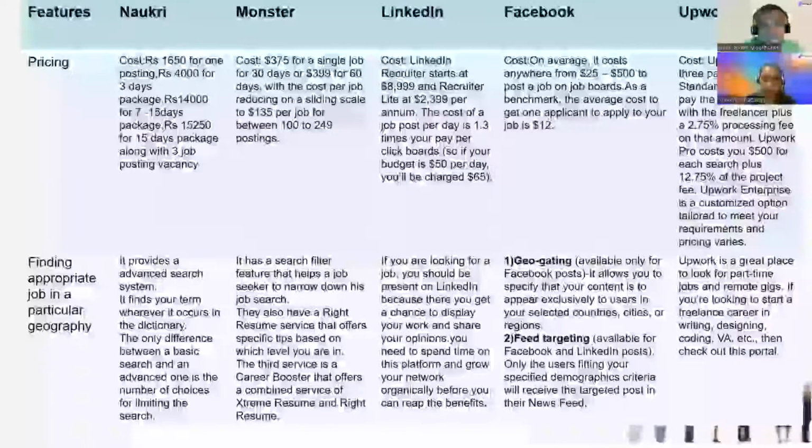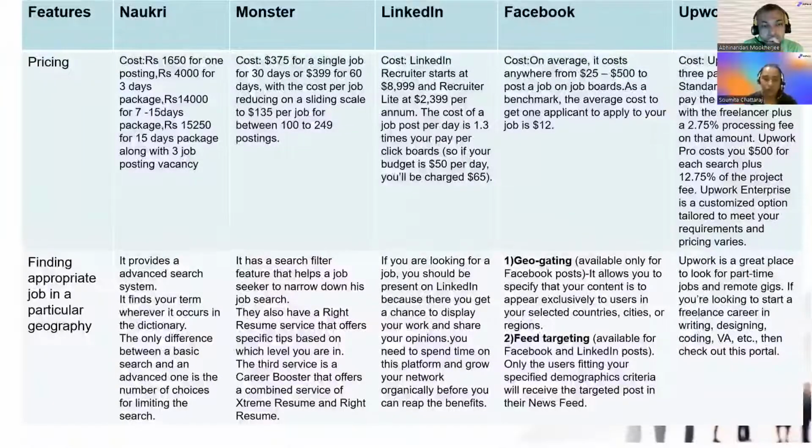These are the comparisons I have made with Naukri and Monster, which are the oldest, traditional way of recruitment. Then coming to LinkedIn and Facebook, which the Gen X group of people have used, and Upwork is basically used by Gen Z and millennials. So over here, I have used a few comparison parameters.